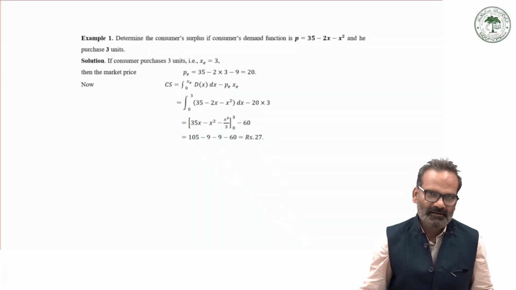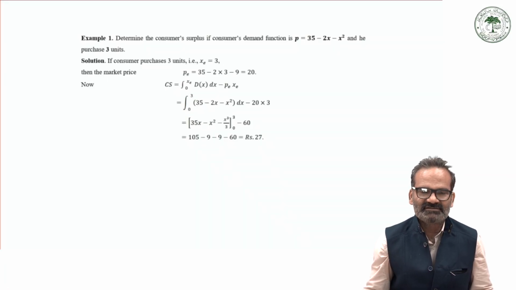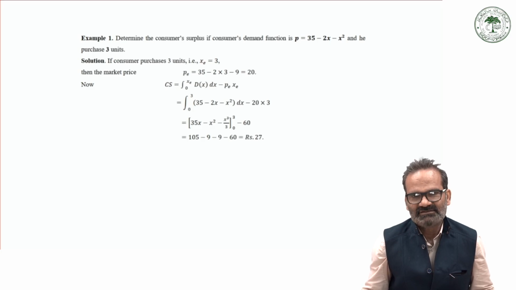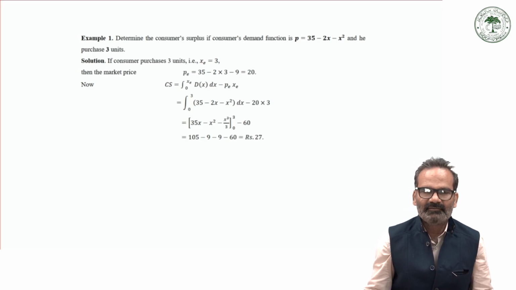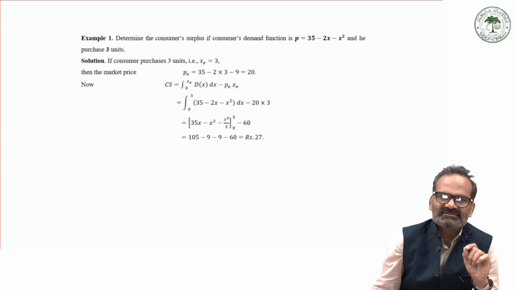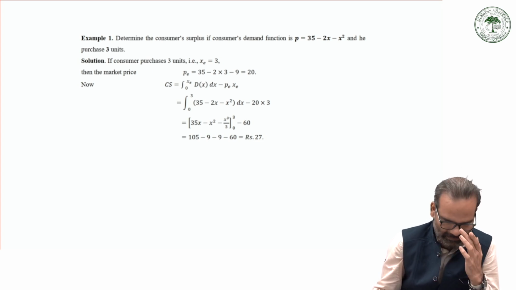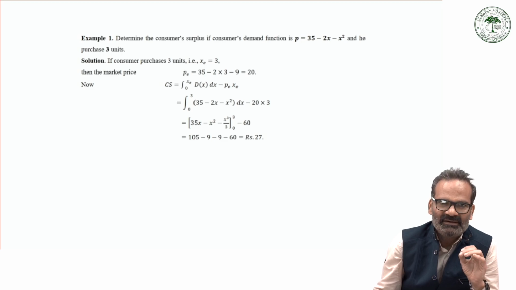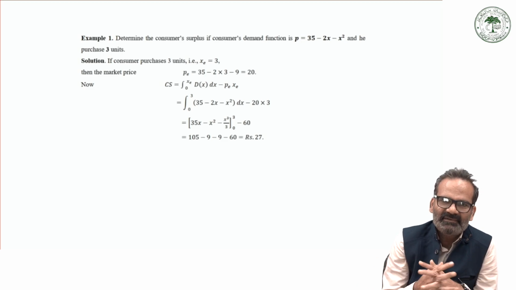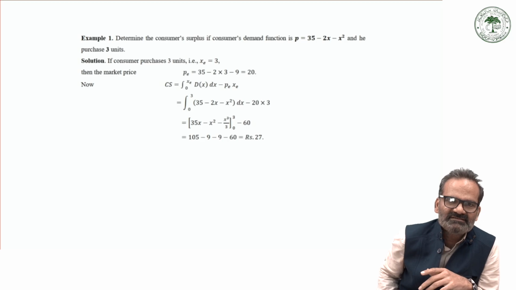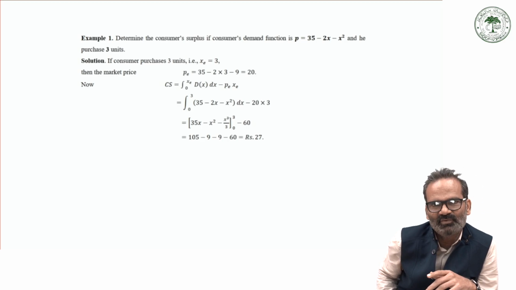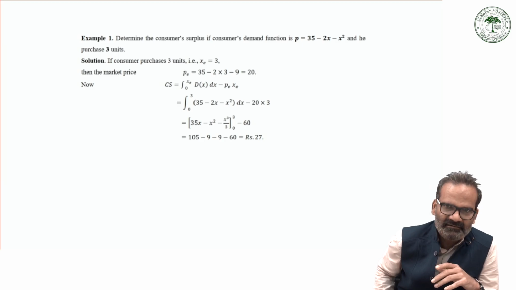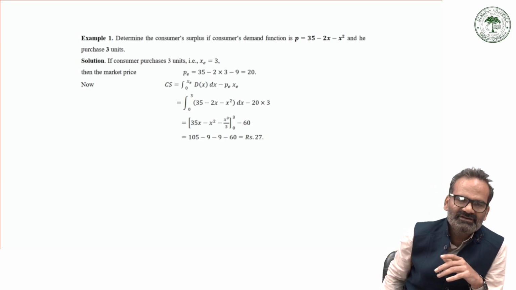Welcome to the session. We have discussed consumer surplus and know that it can be determined under two conditions. Number one, we can determine the consumer surplus under perfect competition, and it can also be determined under monopoly. Perfect competition means there are many products available in the market, and of course the product should be homogeneous.